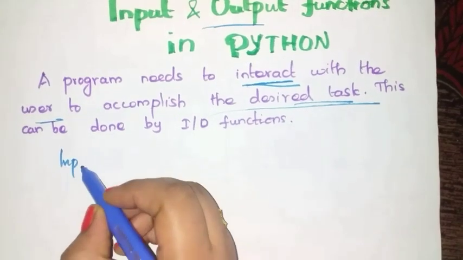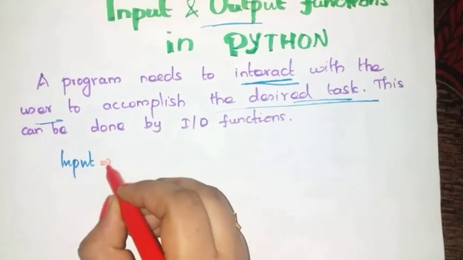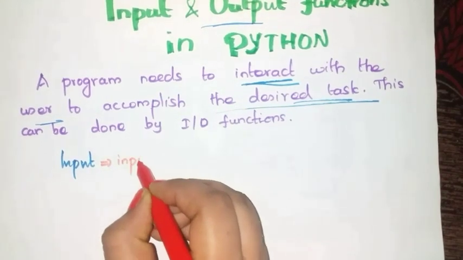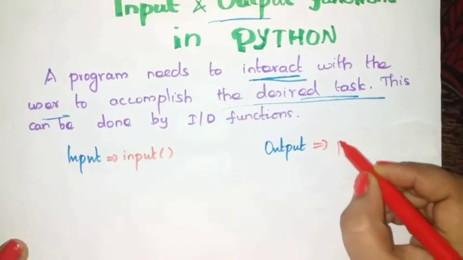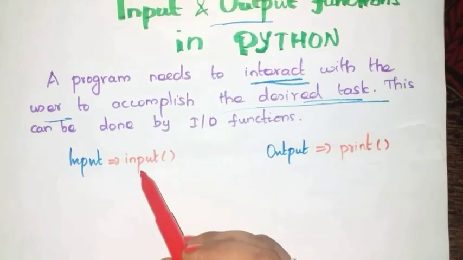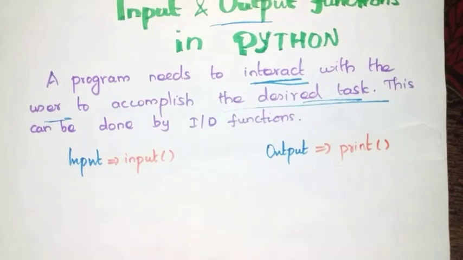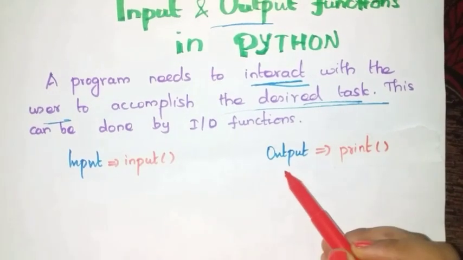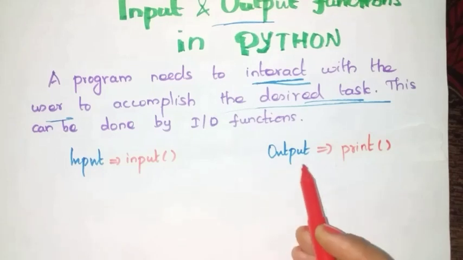In the Python programming language, for input, we are using the input function. For output, we are using the print function. In Python, the input function is used to give input and the print function is used to output. Let us discuss these two functions briefly.